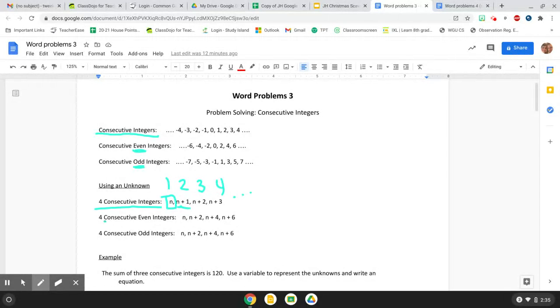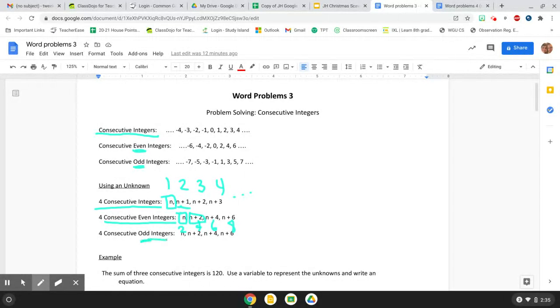Now, going on to consecutive even integers, n has to start with an even number. So let's say 2. It's not always going to be 2, but I'm just making this up right now. So the next even number would be 4, 6, 8, 10, and so forth, right? So in order to get that, I'm going to have to take n, so 2, plus 2. I'm going to have to skip one in between there. So this would be like 4, this would be like 6, 8, and so forth.